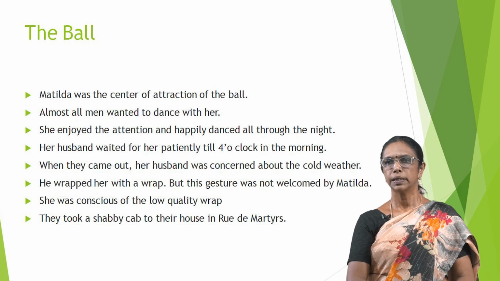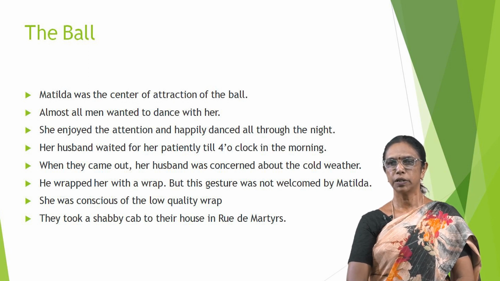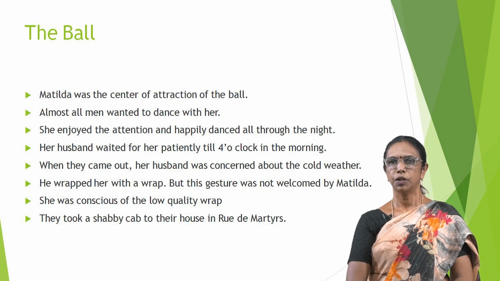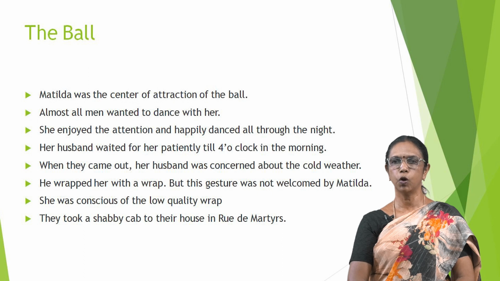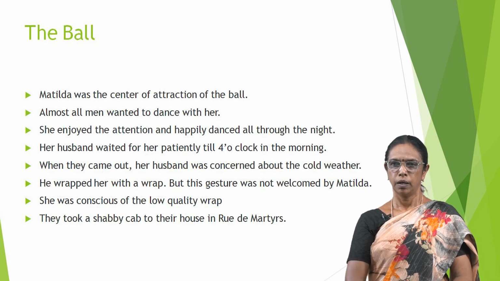Matilda was the center of attraction of the ball. At the party, she was very beautiful. She was like a dancing doll. She wore a very good satin frock, and with that frock, she wore a glittering diamond necklace. So she was very beautiful, like a queen.